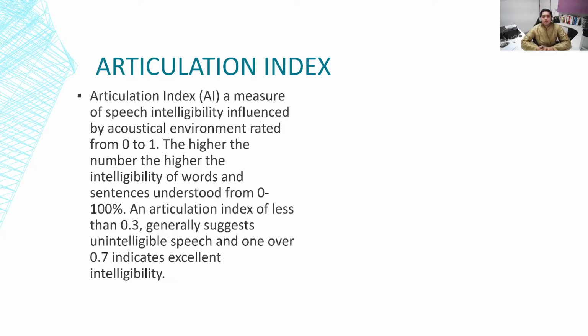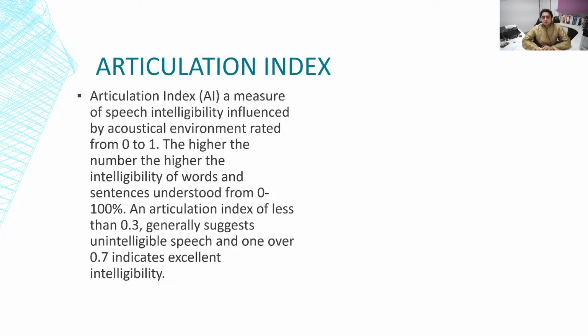It is rated from 0 to 1 or 0% to 100%. The higher the number of sentences that are heard correctly, the more the speech intelligibility. In articulation index, they speak some nonsensical sentences such as pim dim dom or something like that, and they ask listeners to write down the sentences they have heard. The amount of correct sentences to the total number of sentences is the articulation index.